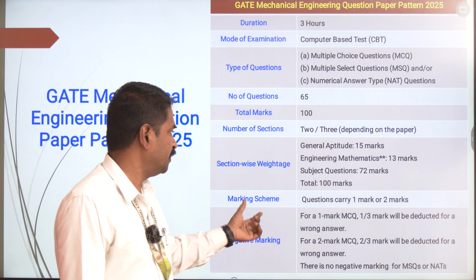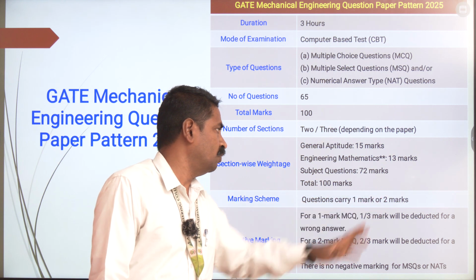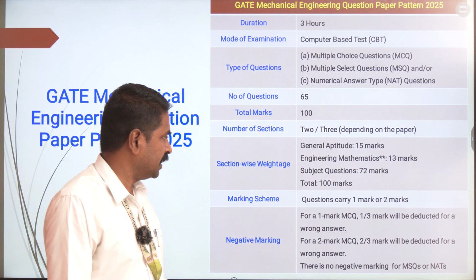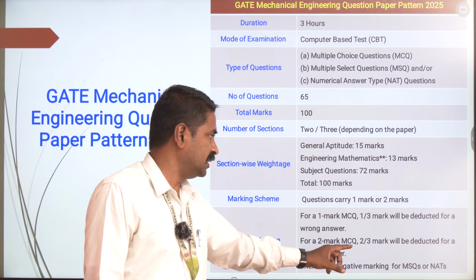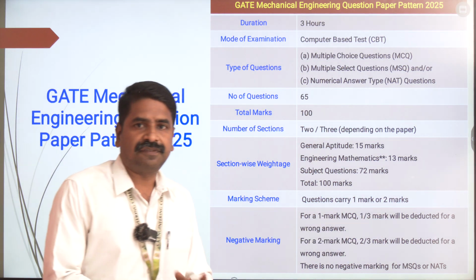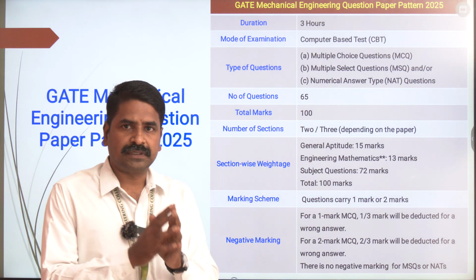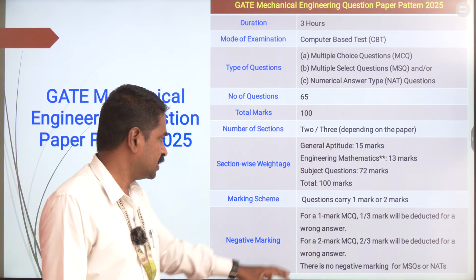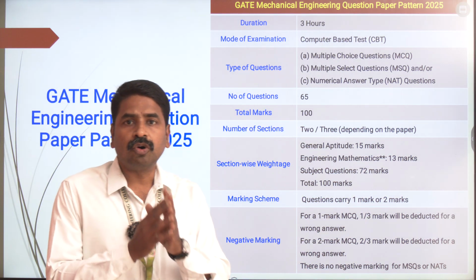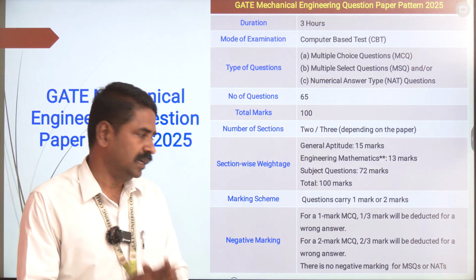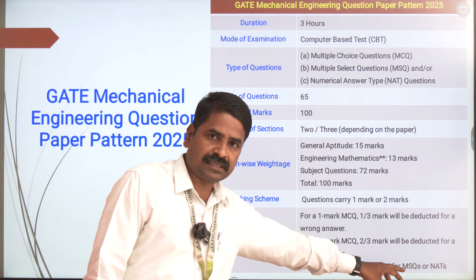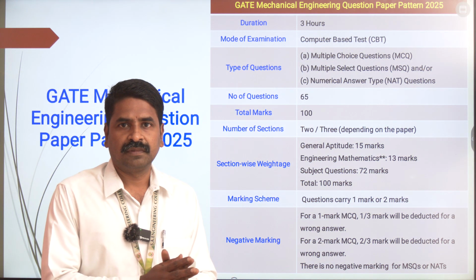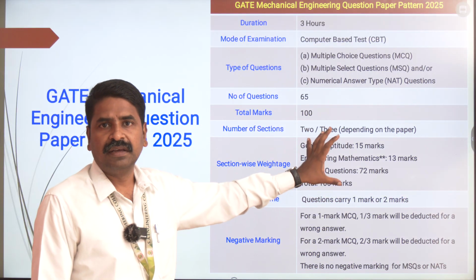Next, marking scheme. Each question carries 1 or 2 marks. Next, negative marking. You are going to have negative marking in GATE, and this is going to be the pattern. For a 1 mark multiple choice question, 1/3 mark will be deducted for a wrong answer. So for a multiple choice question, if you give a wrong answer, 1/3 of the total mark will be deducted. Next, for a 2 mark multiple choice question, 2/3 mark will be deducted for a wrong answer. For multiple select questions or for numerical type of questions, you are not going to have any negative marking. So this is going to be the pattern for our GATE question paper.